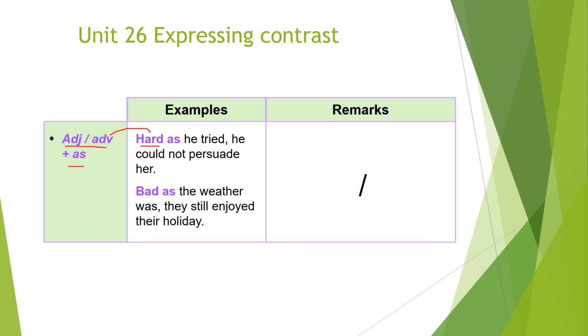Another one: bad is actually an adjective. Bad as the weather was, they still enjoyed the holiday. That means although the weather was bad, they still enjoyed their holiday. So you can use adjective as or adverb as, for the same meaning as although, similar meaning.